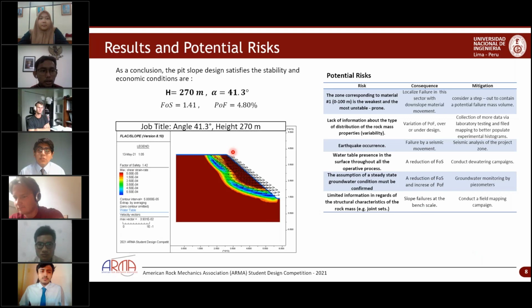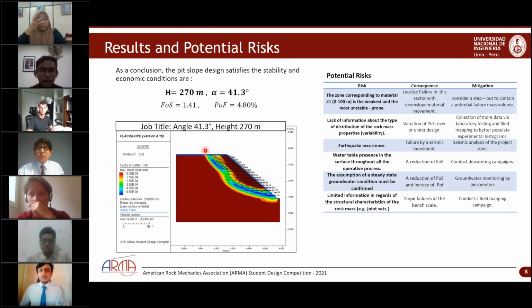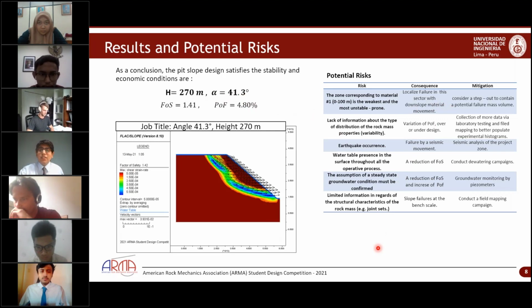As a conclusion, from the results of our cost and benefit and deterministic and probabilistic analysis, we can state that the slope design that complies with both the financial and geotechnical requirements is one with a height of 270 meters and an angle of 41.3 degrees. The potential risks are the next. Material number 1 is the most unstable. As a consequence, the localization of failure here, and a solution is to consider an overall potential failure.